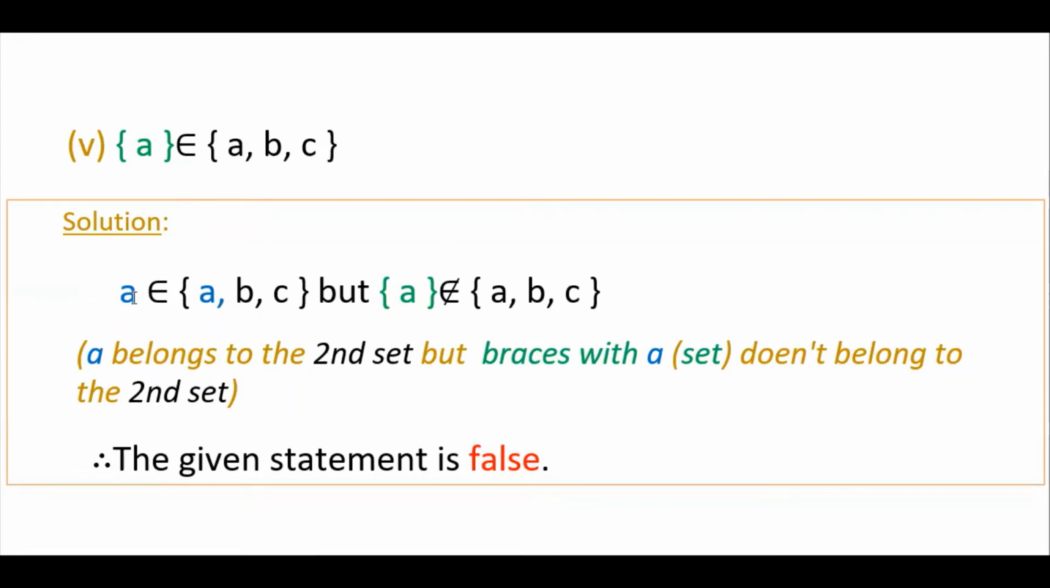You can check here. Here A belongs to ABC. But this set does not belong to ABC. If it is there including the braces, then it belongs to this set. But here it is only A belongs to ABC. So it is not correct.